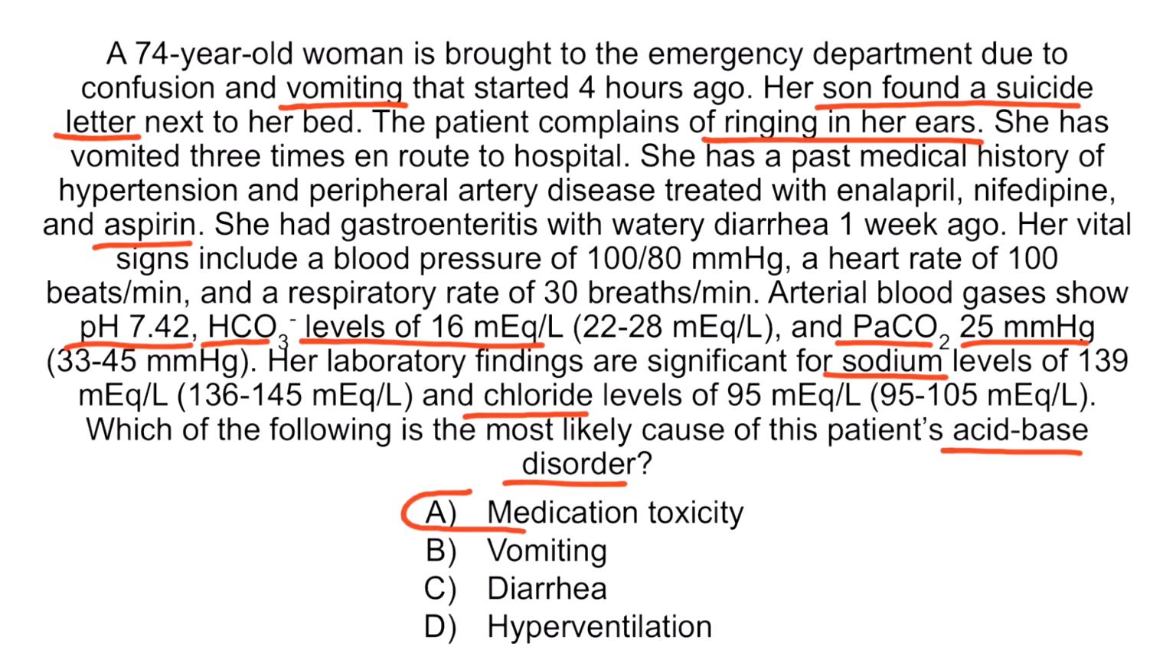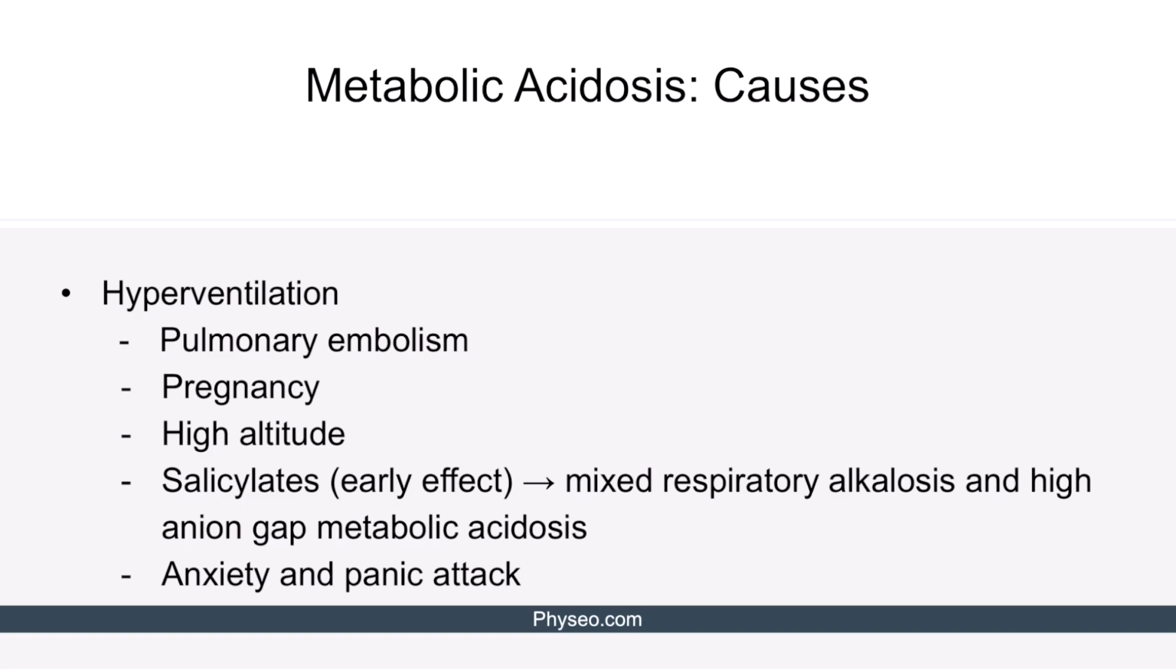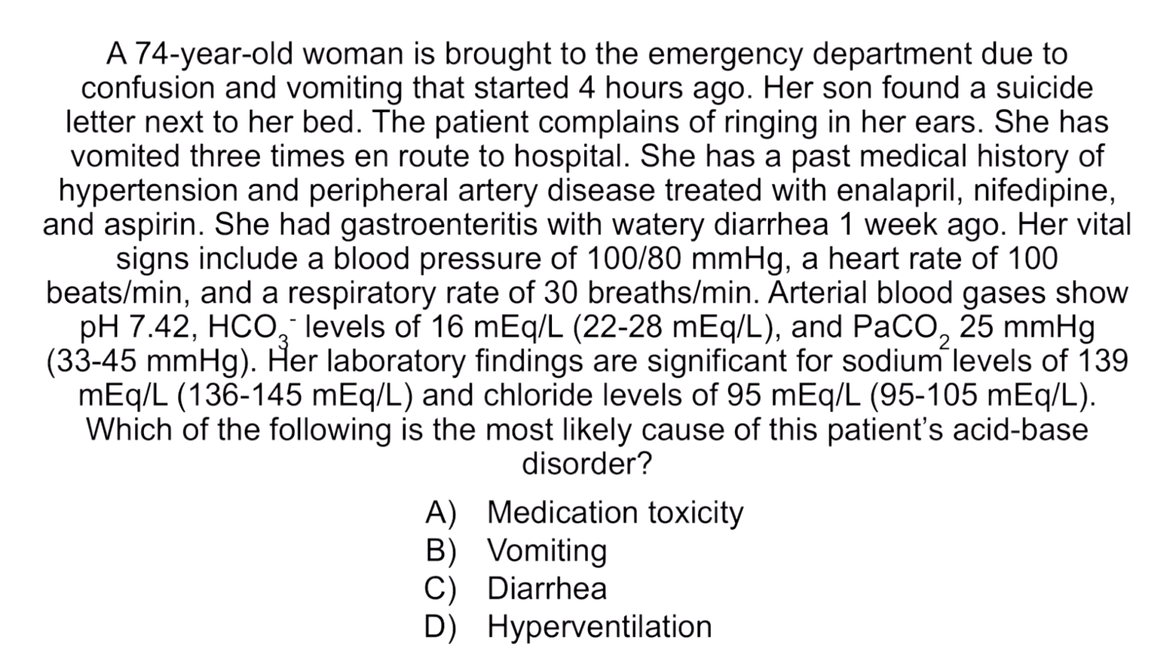Therefore, the correct answer is A, medication toxicity. Here's a slide reminding us that salicylates cause mixed respiratory alkalosis and high anion gap metabolic acidosis. Let's discuss why the other options are incorrect. Option B is incorrect because isolated vomiting results in metabolic alkalosis rather than mixed acid-base disorder. Option C is incorrect as well because isolated diarrhea causes non-anion gap metabolic acidosis. Finally, option D is also incorrect because isolated hyperventilation results in respiratory alkalosis. And that concludes our first lecture on acid-base disorders.